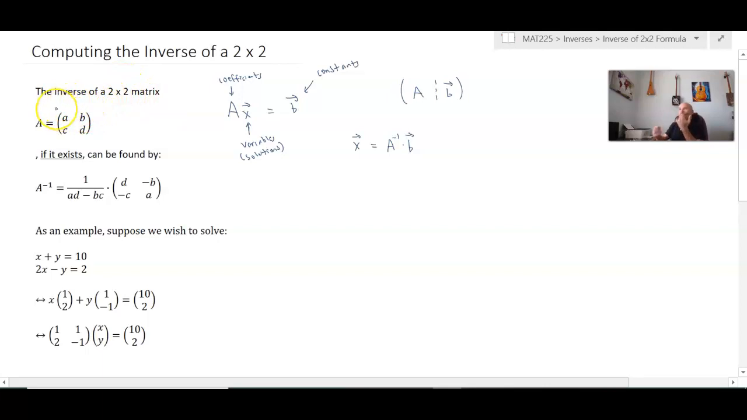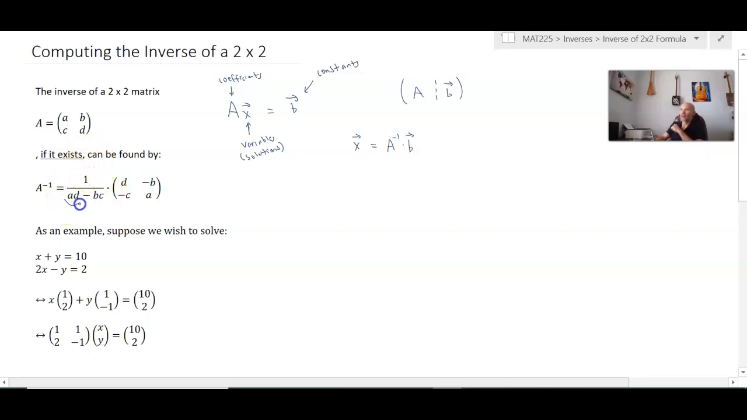Let's talk about how the inverse of a 2 by 2 is actually calculated. So suppose that we have a 2 by 2. We'll focus just on the 2 by 2 here in this video, and we'll call the components across the first row a, b, and c, d across the second row. Now if it exists, the inverse can be found by the following formula, if you will. 1 over the quantity a times d minus b times c.